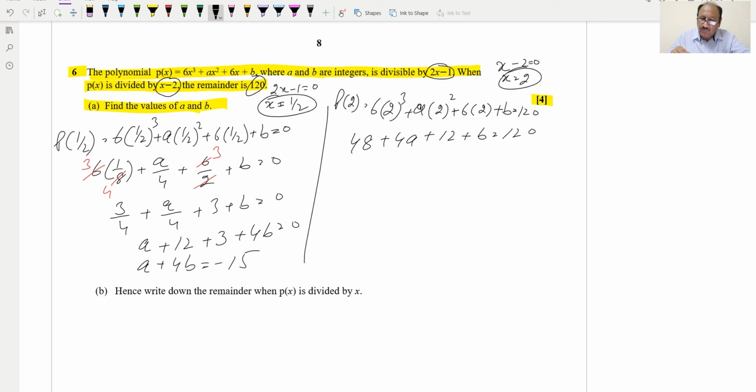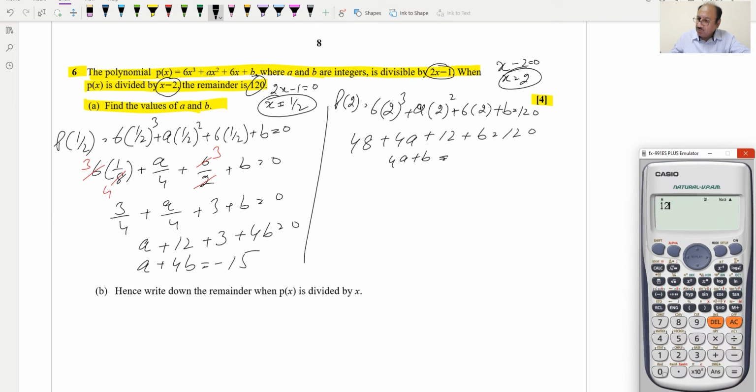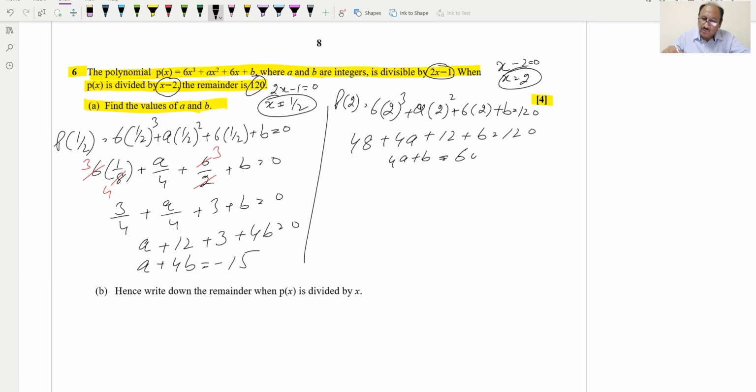So our equation will become 4a plus b is equal to 120 minus 48 minus 12 is equal to 60. So this will be another equation. So this is our equation 1 and this is our equation 2. So simultaneously we can solve. We can multiply this equation by 4.